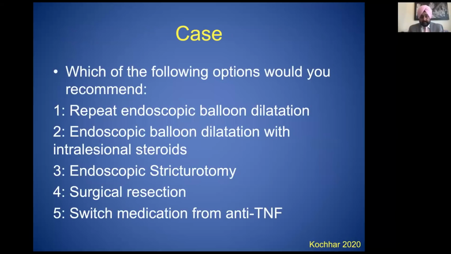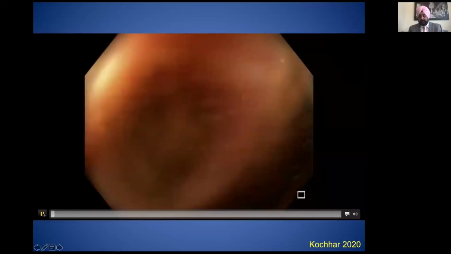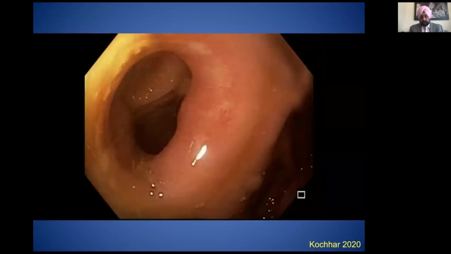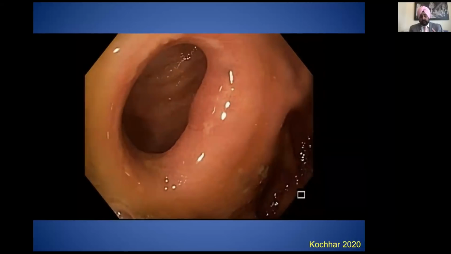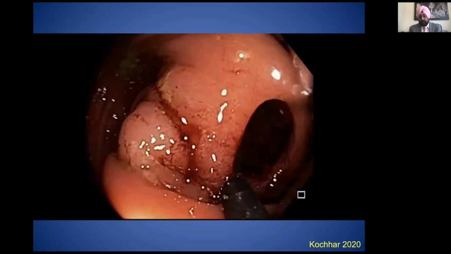Coming back to the case that we discussed before in that patient. So in that patient, we decided to do endoscopic stricturotomy. This is the video of that case. This was actually our first patient at AHN that we did this procedure on. As I mentioned, the scope was not able to pass through. Even if I tried a little bit, there was scope trauma.